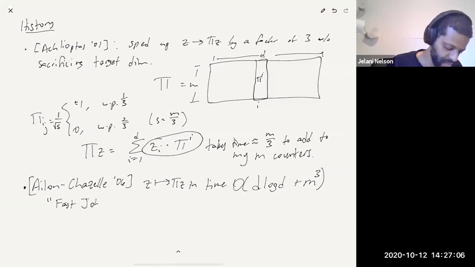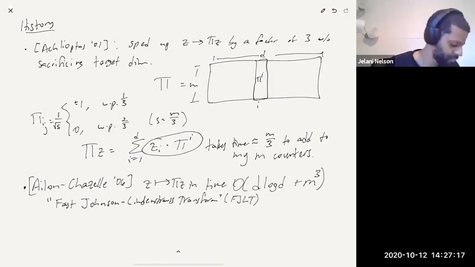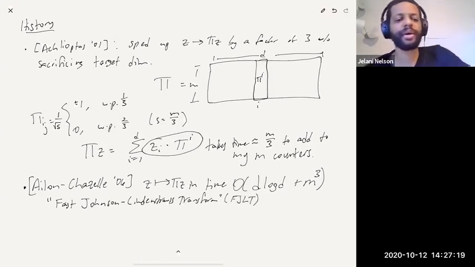The fast Johnson-Lindenstrauss transform, or the FJLT. We are going to talk about this. We might not get to it until Wednesday.